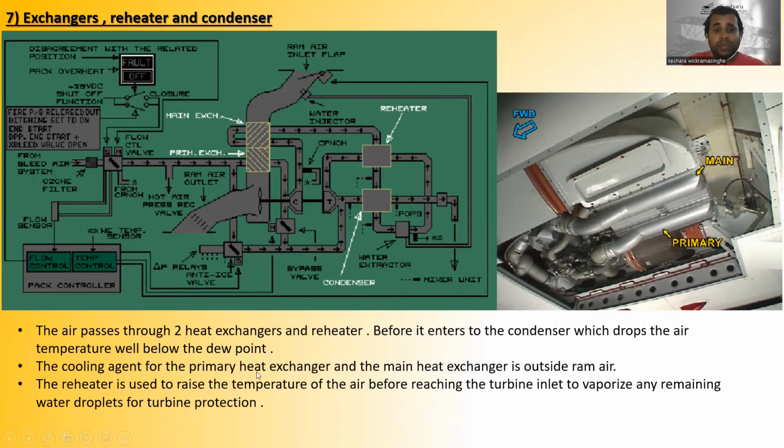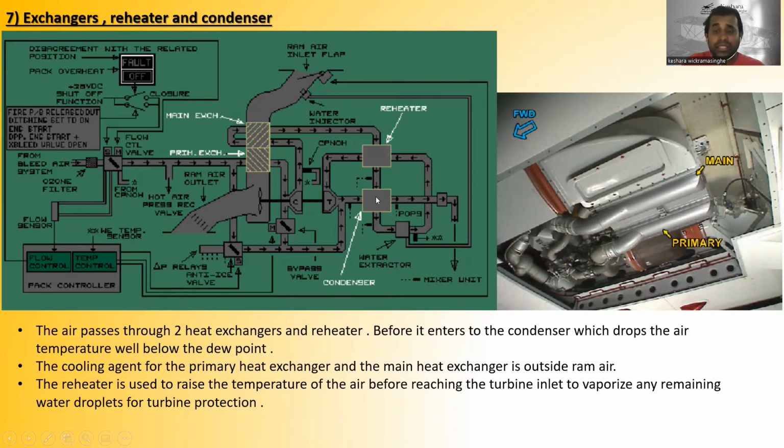So the cooling agent for the primary heat exchanger and the main heat exchanger is outside ram air, right? Outside ram air. Okay, so the reheater is used to raise the temperature of the air before reaching the turbine, right? So the reheater is also used to raise the temperature.